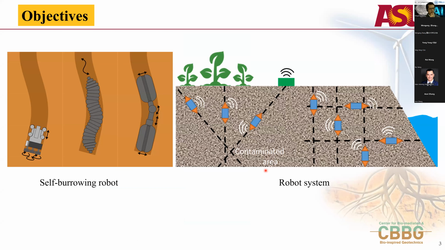For instance, we can use the robot to monitor the moisture content for the plant, and we can use the robot to collect the soil sample from the extraterrestrial planet. Also, we can use the robot to detect the contaminated area underground. We can also build a robot system which can communicate underground.